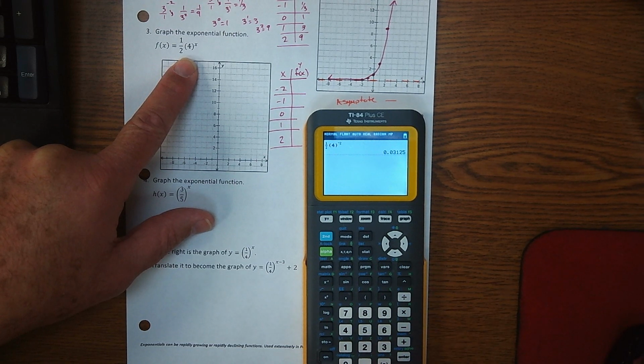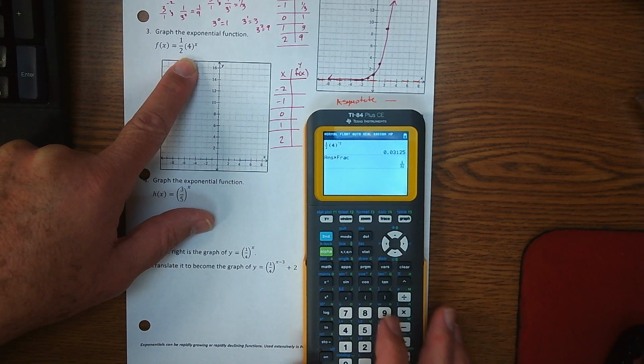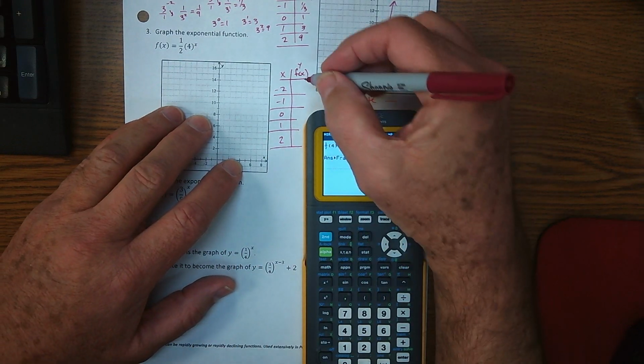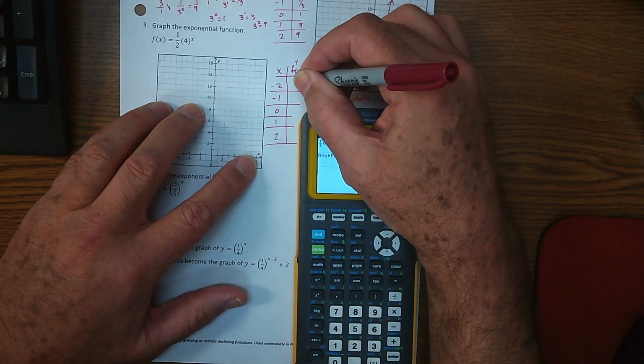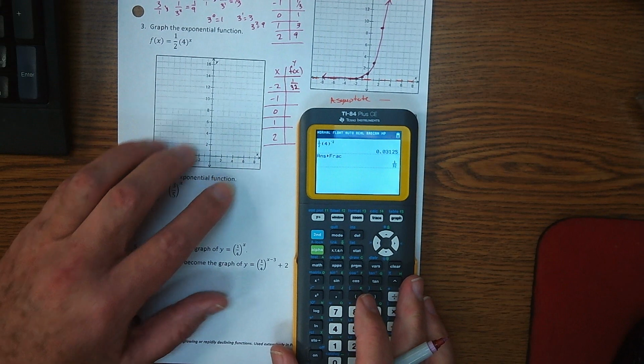Now it's going to give us a decimal point. We need that in fractions, so we're going to hit the math key and hit enter twice to get the fraction of that. So this is 1 over 32. So this one's right here is 1 over 32. Okay.